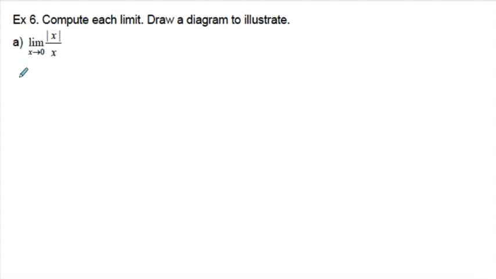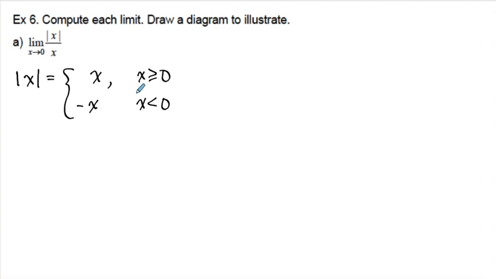So I know that the absolute value of x can be thought of as two different functions. One when x is greater than or equal to 0, and one when x is less than 0. If x is greater than or equal to 0, it's just going to be x. Nothing is going to change for that. But when x is less than 0, the absolute value is going to be considered a negative x, right? So that's important for us to think about.